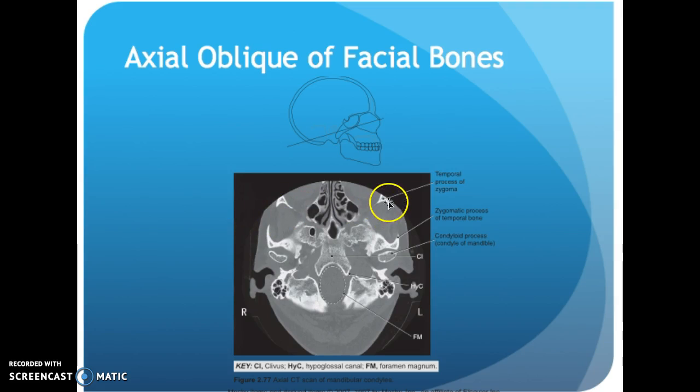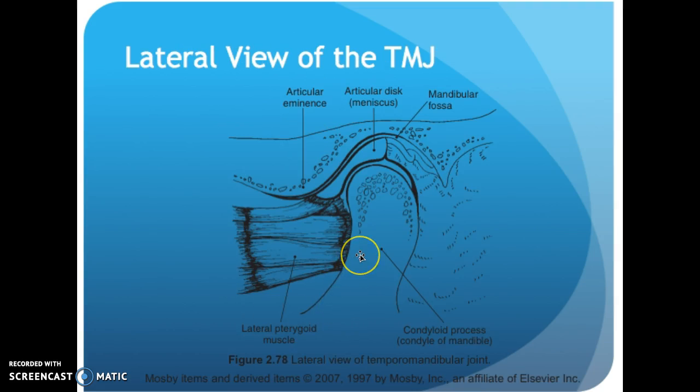Temporal process of your zygoma and your zygomatic process with your condyloid process or condyle of your mandible, hypoglossal canal with your foramen magnum. So looking at the TMJs, they show really well on MRI. We do CT on them as you've seen earlier. So here's your articular eminence with your mandibular fossa. Here is your meniscus and your condyloid process. Here's your lateral pterygoid muscle.